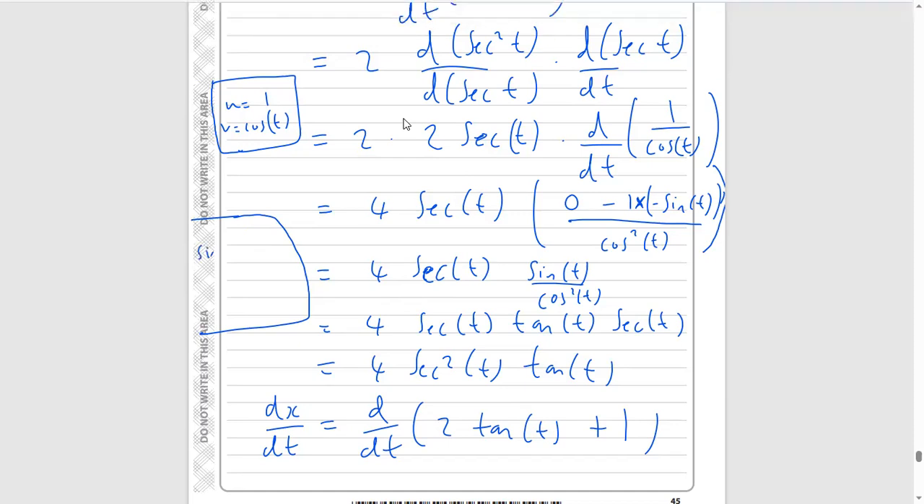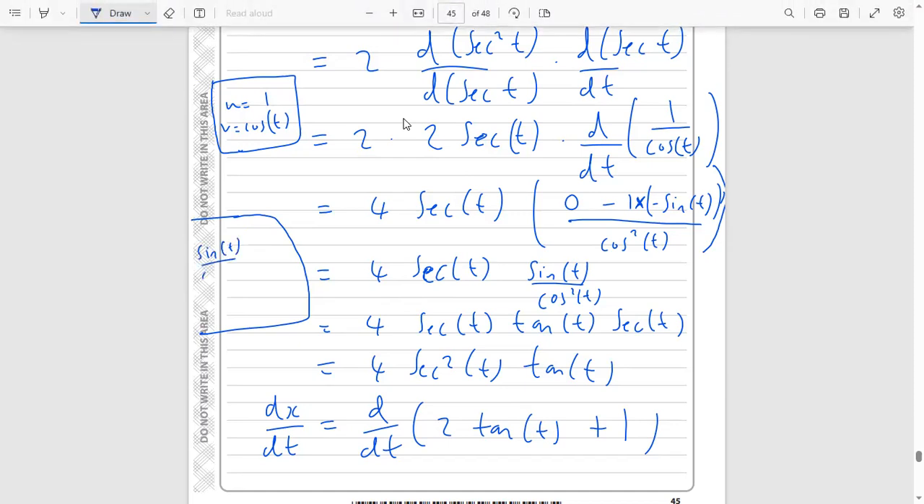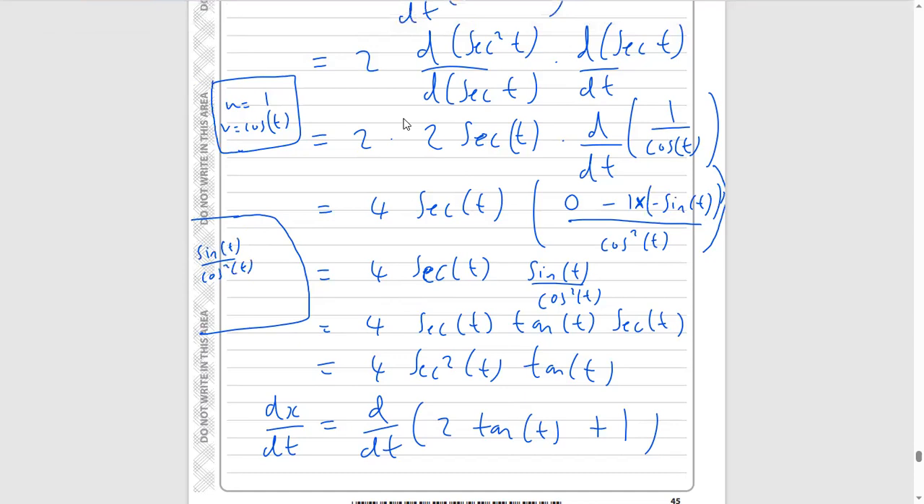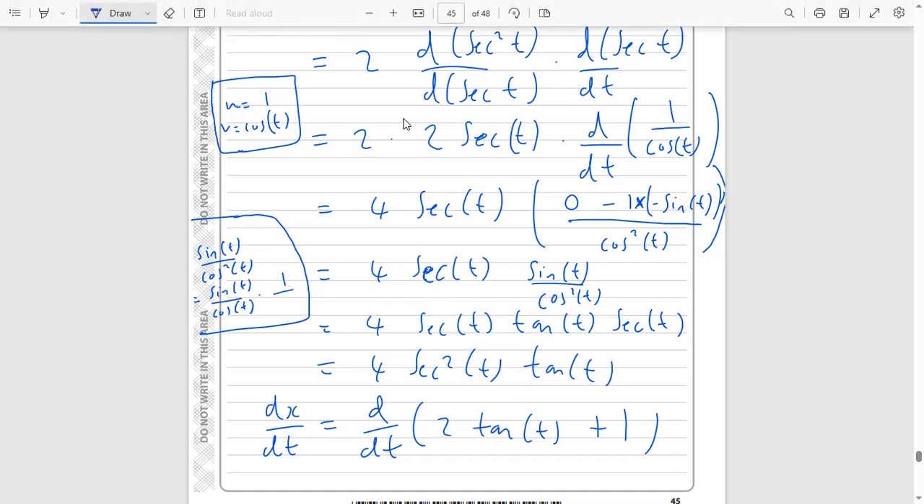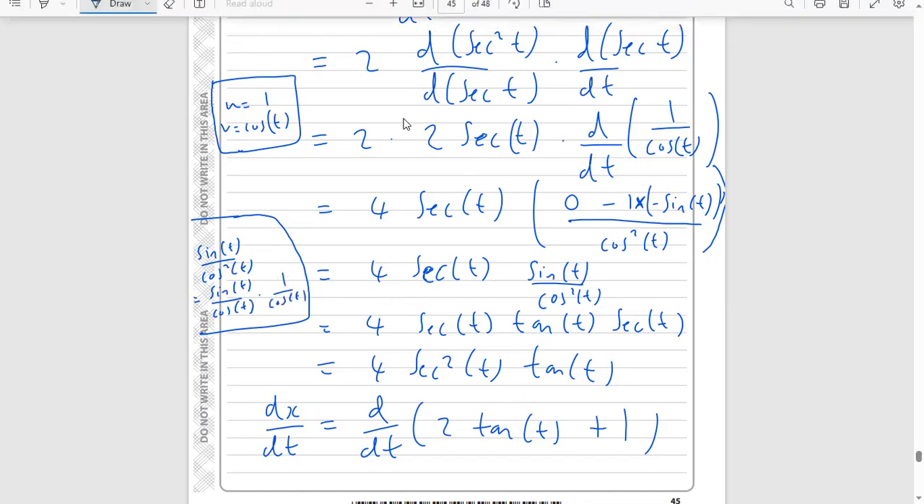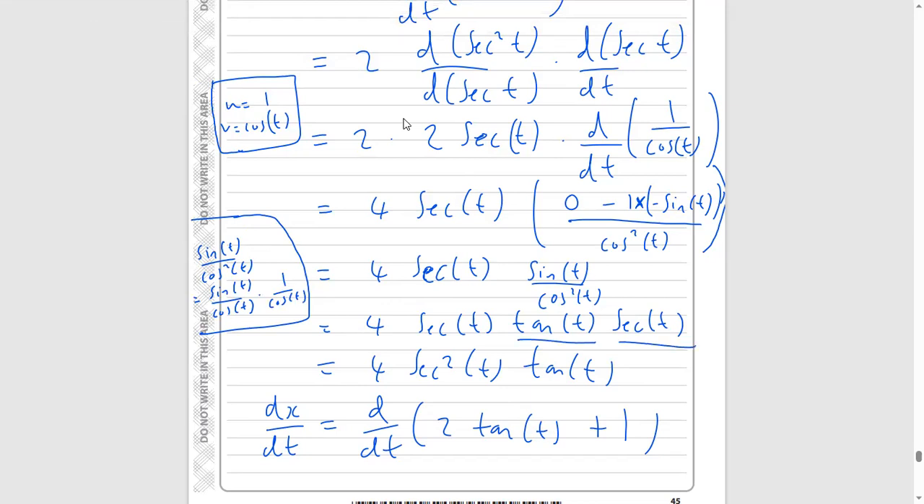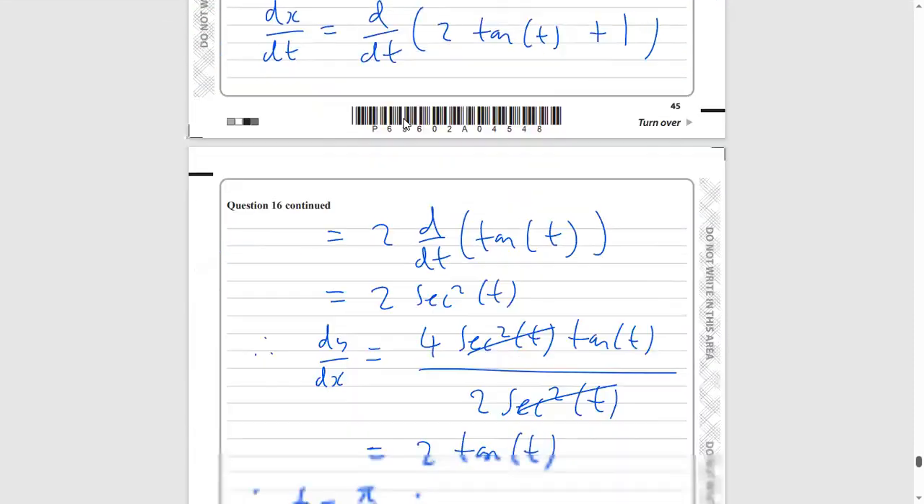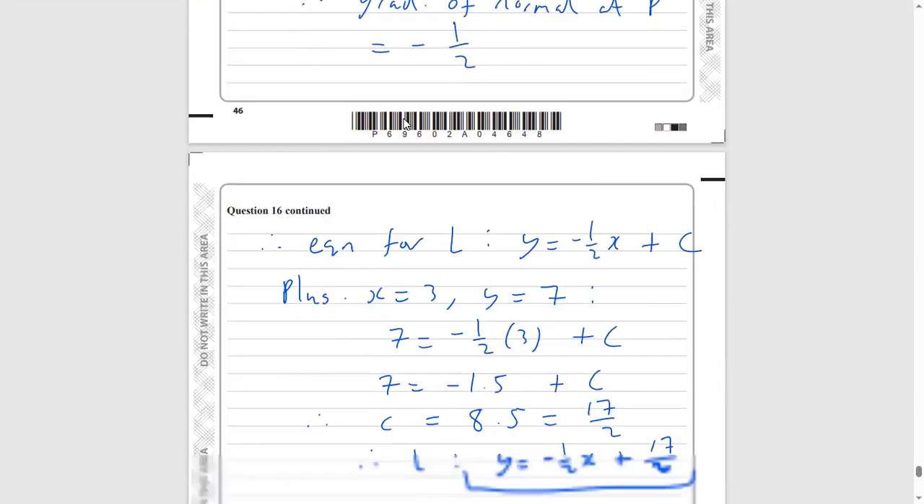And again, just to emphasize this, sine t over cos squared t is the same as sine t over cos t times by 1 over cos t. And sine over cos is tan. That's where I've got this tan from. And 1 over cos is sec by definition. That's where I got the sec from. So I just wanted to go back to that, just in case you weren't sure about what I did there, because I want to make sure you all understand that perfectly. But that's the first part of the question done.